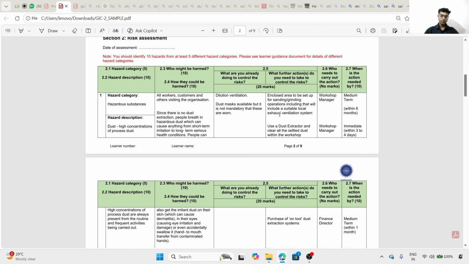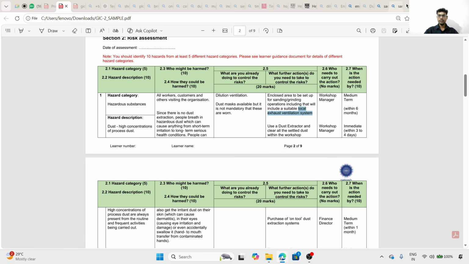Hence it is said that it should not happen in an open space. In an open space, it will affect a lot of people nearby, and hence this operation should happen in an enclosed area, and there should be a suitable local exhaust ventilation system.